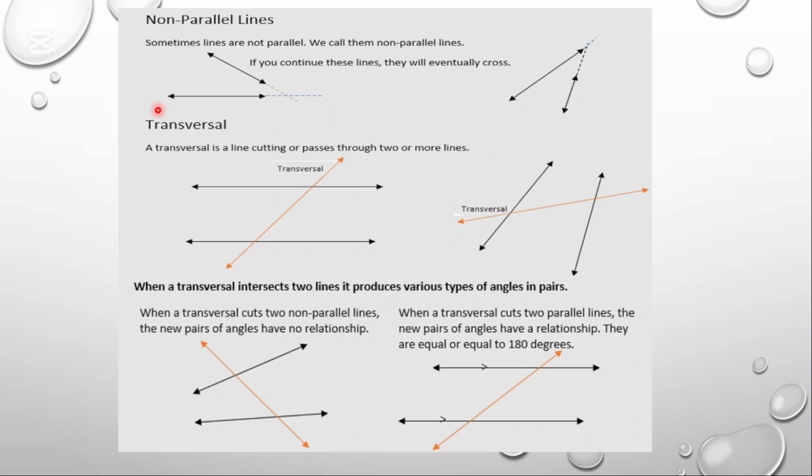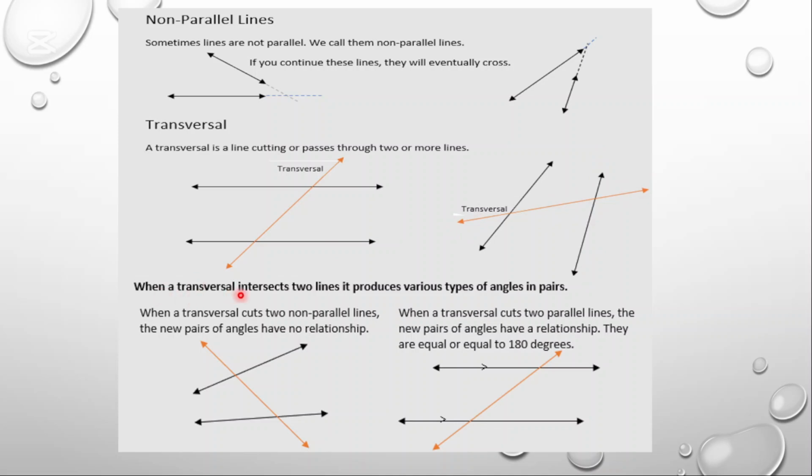So we have a new word today, transversal. Now a transversal is a line that cuts or passes through 2 or more lines. So here we have 2 lines, and the third line here is the transversal, and you can see the transversal passes through line number 1 and through line number 2. Here we have 2 non-parallel lines and still we have a transversal that cuts them.